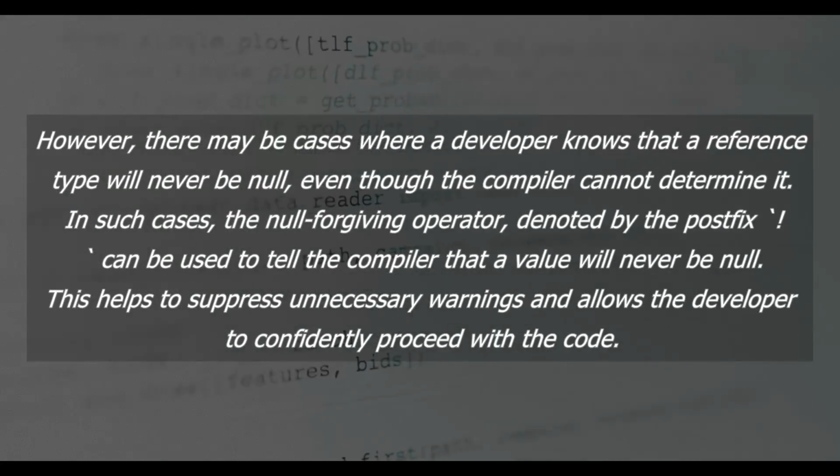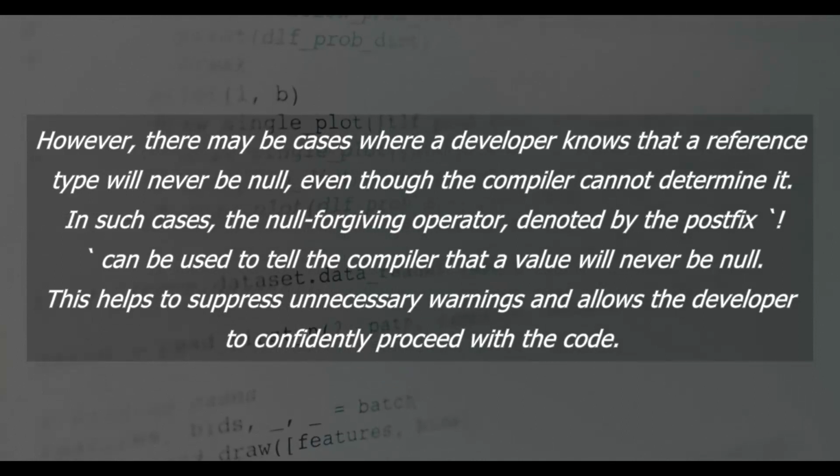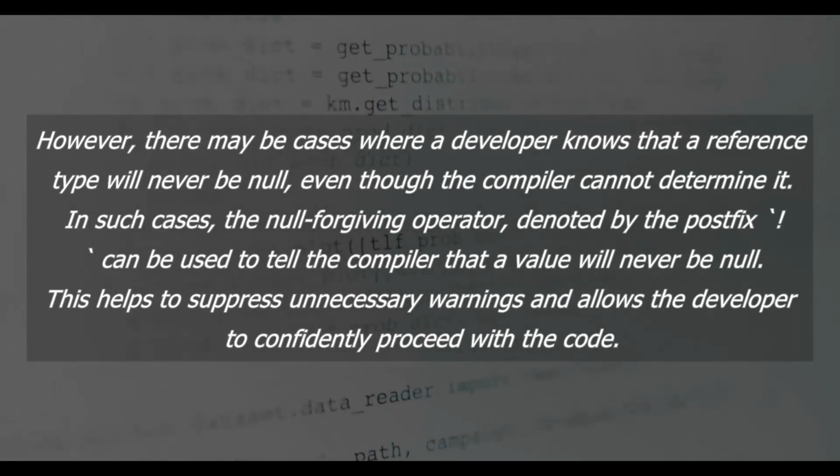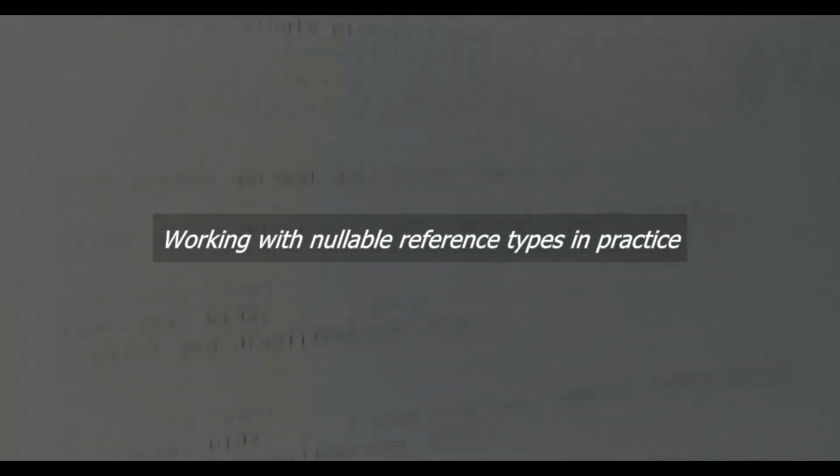However, there may be cases where a developer knows that a reference type will never be null, even though the compiler cannot determine it. In such cases, the null forgiving operator, denoted by the postfix exclamation mark, can be used to tell the compiler that a value will never be null. This helps to suppress unnecessary warnings and allows the developer to confidently proceed with the code.